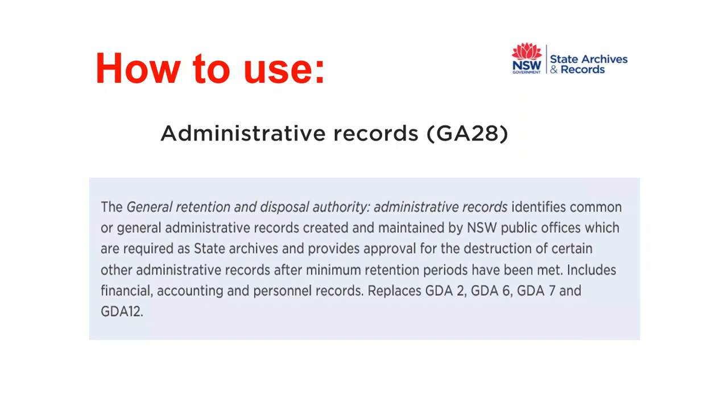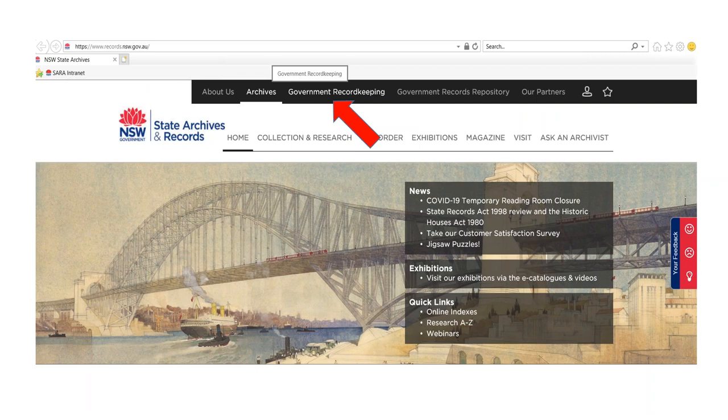Remember, our organisation provides a range of guides and advice on record keeping on our website at www.records.newsouthwales.gov.au. When you type in that URL using your browser, at the top you will see a tab for government record keeping. Click on this tab and you'll find a range of rules, advice and resources to assist you with managing your New South Wales government records.